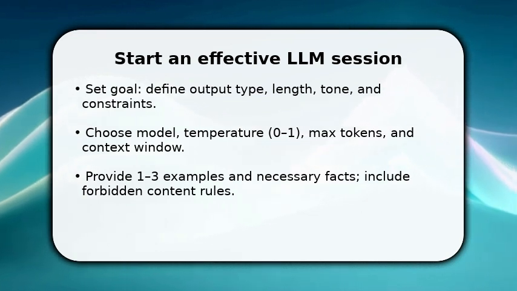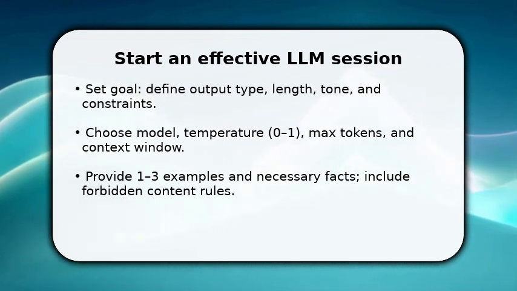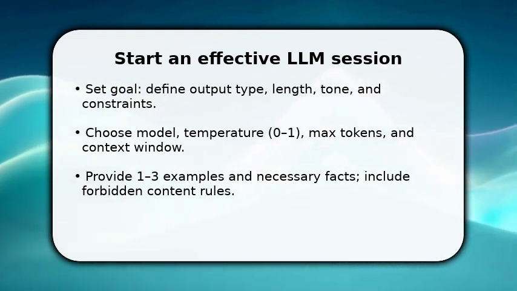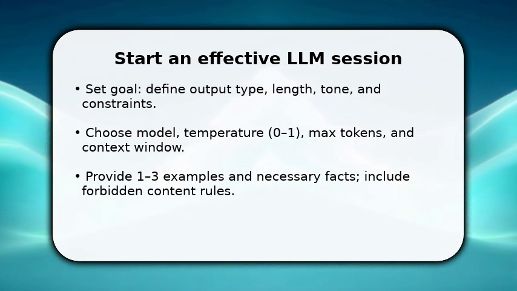Then add 1 to 3 examples, input and desired output, so the model learns style and constraints. Finally, list non-negotiables like forbidden topics or sensitive data handling to prevent undesired results.